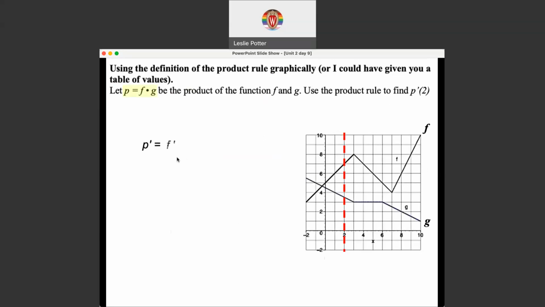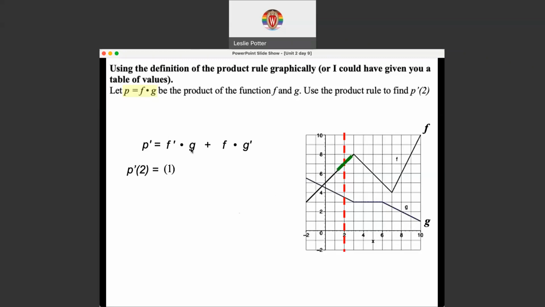So we know p prime then is f prime times g. Now we have f's and g's instead of u's and v's. So we're going to have to improvise here and be okay with working with different variables. So f prime times g plus f times g prime, right? One derivative at a time. I say derivative, you think slope. So what is f prime? It is the slope of function f right here. We can count the squares and figure out a slope there. So that slope is 1, right? It goes up 1, right 1.